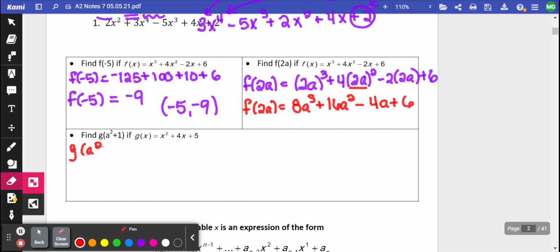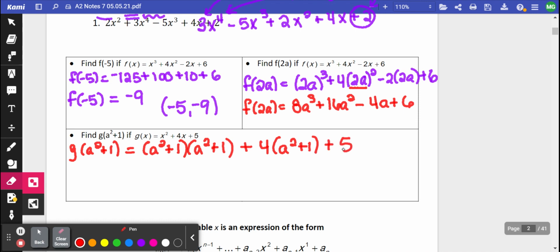We're going to substitute a squared plus 1 in here. What I would recommend, because we want to make sure that we FOIL, is that you write this one out. A squared plus 1, and then plus 4 times a squared plus 1, right? Everywhere we see an x, we put a squared plus 1 plus 5. So again, what I'd like for you to do is pause the video. Go ahead and do this. You're going to have to do some FOIL. You're going to have to do some distribution and then combining like terms. And let's see if you get the same answer as me. Pause the video.